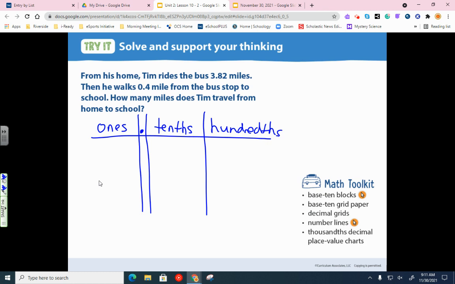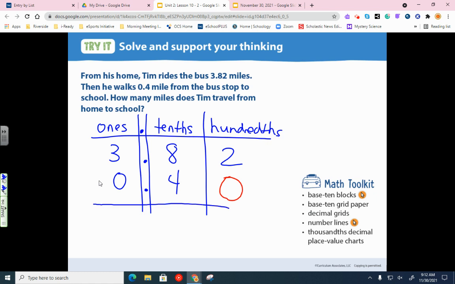So let's put in our first number. We have 3 and 82 hundredths. The second number is 4/10 of a mile. And notice there's nothing here in the hundredths spot. You can put a 0 if you want, but a lot of kids would probably try to line that 4 up underneath the 2, but you can't do that because 4/10 is a lot different than 4 hundredths. There's a difference of 10 times the value.